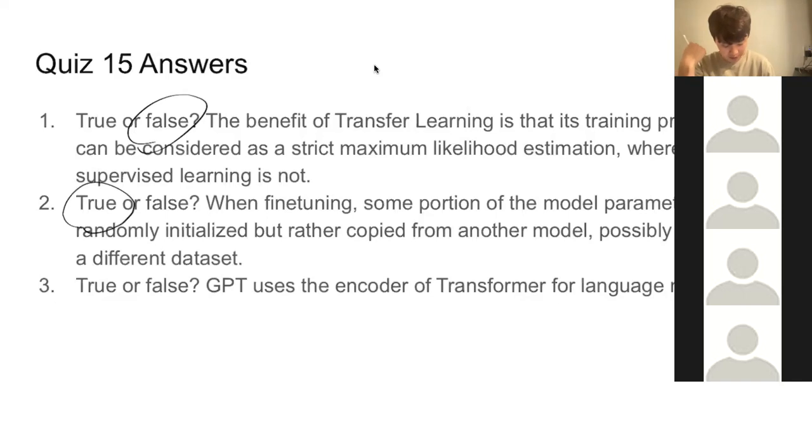Number three, true or false: GPT uses the encoder of Transformer for language modeling. It's false, right? Because GPT uses the decoder. That's why GPT can be trained as a language model. Encoder cannot generate text. Okay, so let's go into lecture 15.